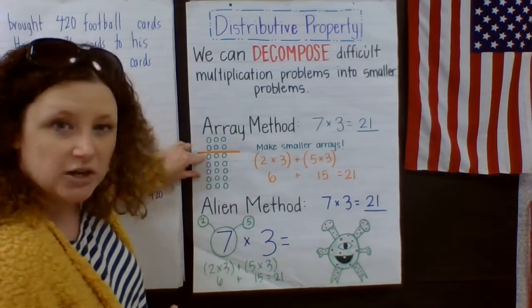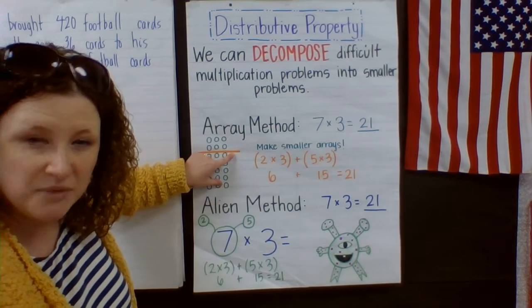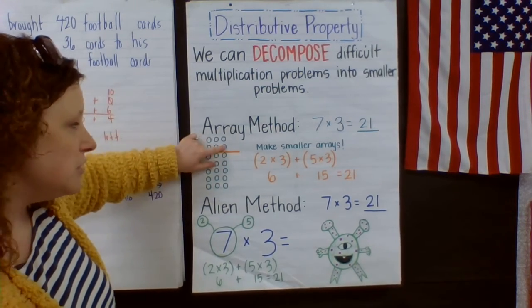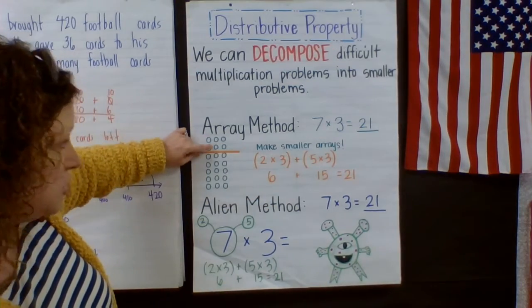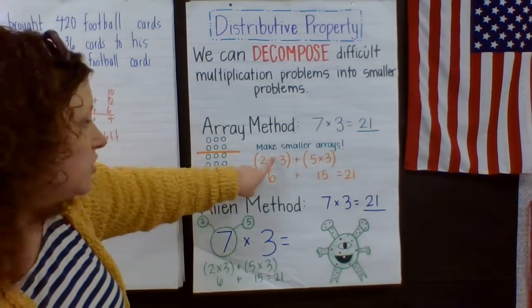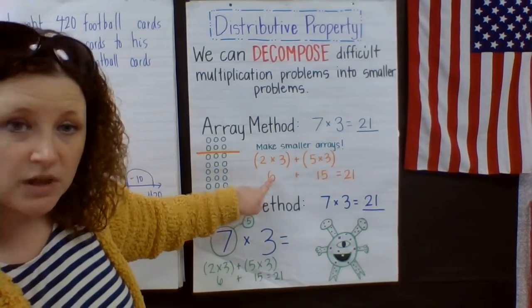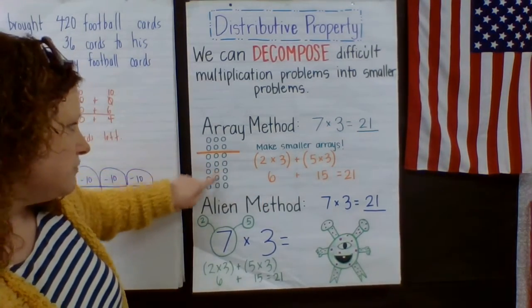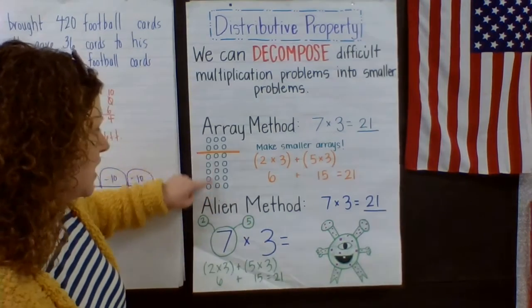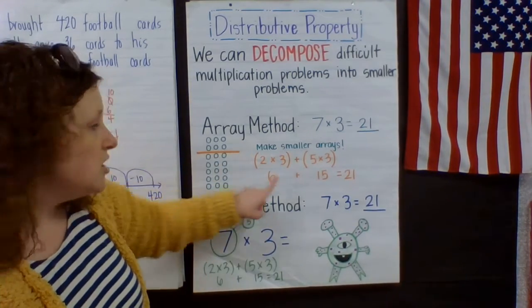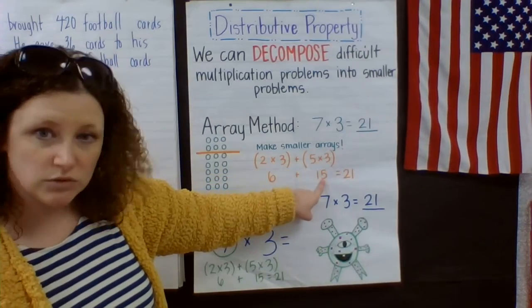So I did that. I drew a line and separated out my array, and now I have 2 rows of 3. That's 2 times 3, and I skip counted that, and that was 2, 4, 6. So I know that 2 times 3 equals 6. Then I had 5 rows of 3 down here at the bottom, so I skip counted those in the columns, and I went 5, 10, 15. So 5 times 3 equals 15.